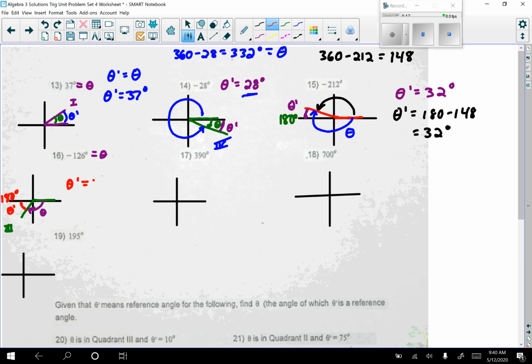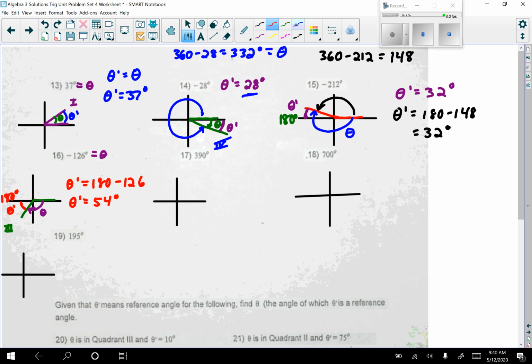So theta prime is going to equal 180 minus 126, or you could go figure out the coterminal angle, positive angle measure, and just subtract 180 from that. So a couple different ways to do this. All right, so we're actually going to get 54 degrees, so theta prime, our reference angle, is 54 degrees.